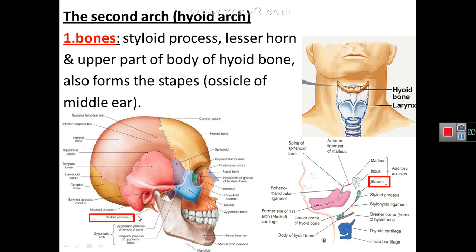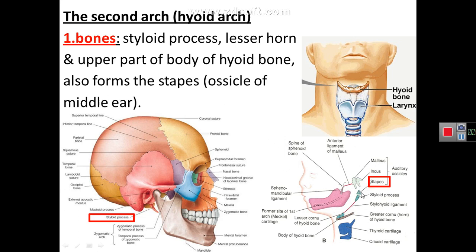Bones derived from the mesoderm of the second pharyngeal arch are the styloid process, which is a bone in the base of the skull below the ear, the auditory meatus, the ear canal. Also, the upper part of the body of the hyoid and the right and left lesser horns of the hyoid are from the second mesodermal arch. That's why the second arch is sometimes called the hyoid arch, because it forms the lesser horns of the hyoid and the upper part of the body of the hyoid.